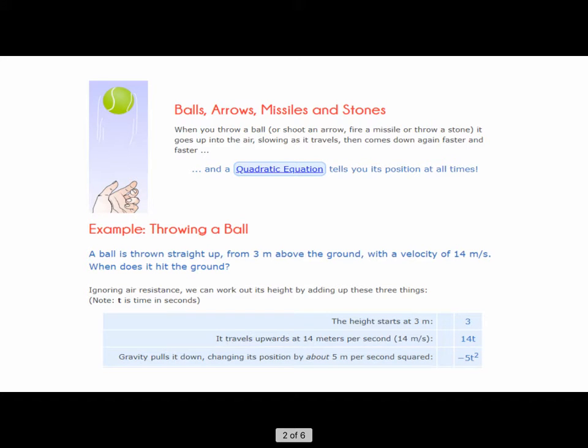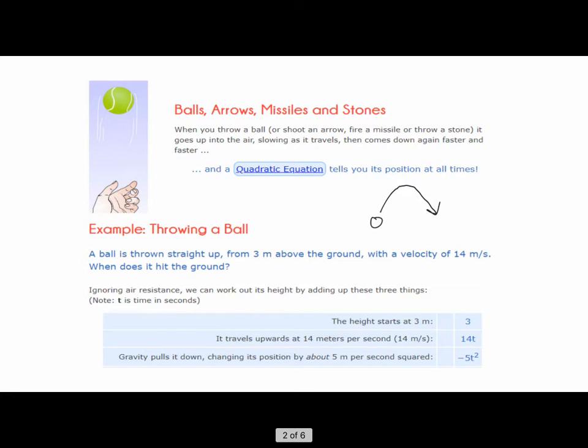So, balls, arrows, missiles, and stones, when you throw or shoot or fire them, they go up into the air. The object slows as it travels and then comes down again faster and faster. A quadratic equation will tell you the position of that object at all times.